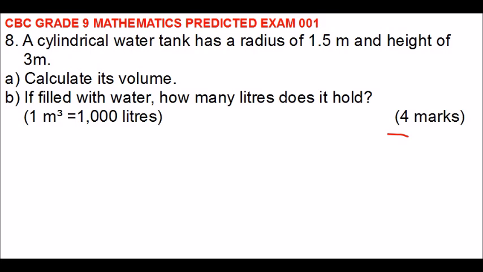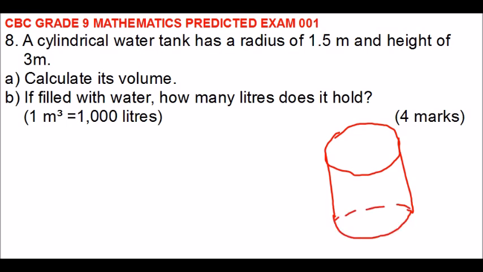Okay, we can make a sketch of a cylindrical tank to understand what we are working with. Let me draw it properly. It's just a sketch. So this is a cylindrical tank. So we are told that the radius is 1.5 meters and the height is 3 meters.